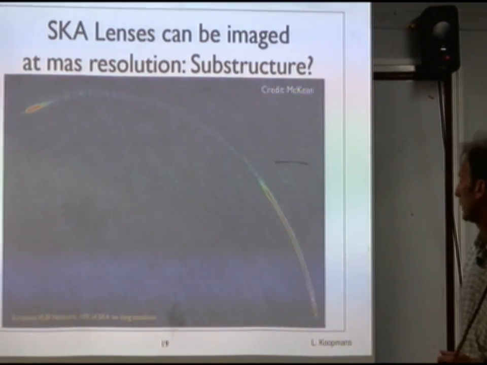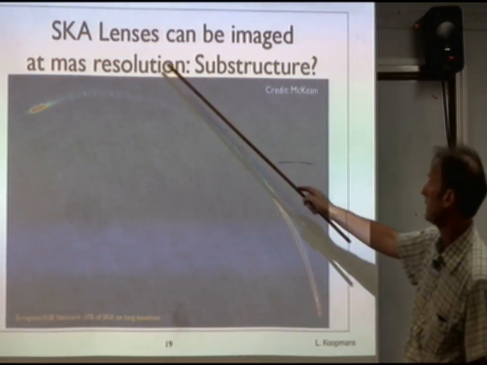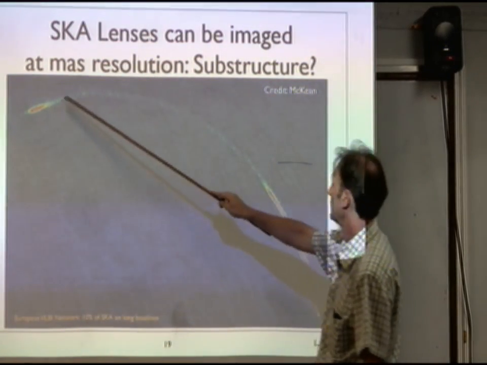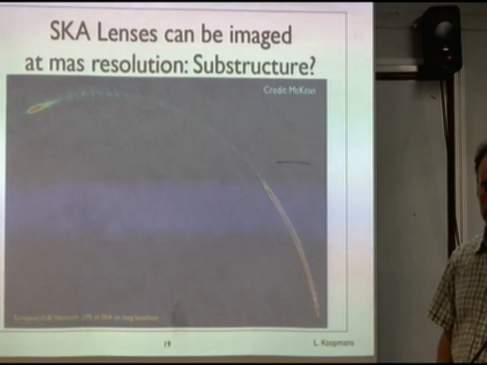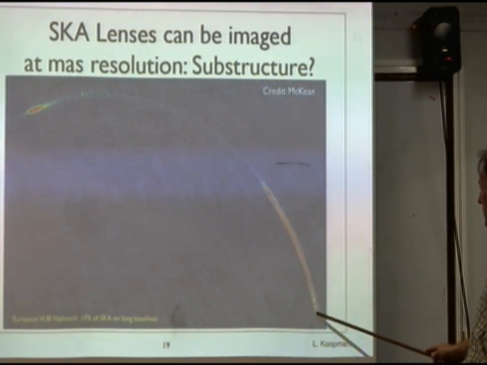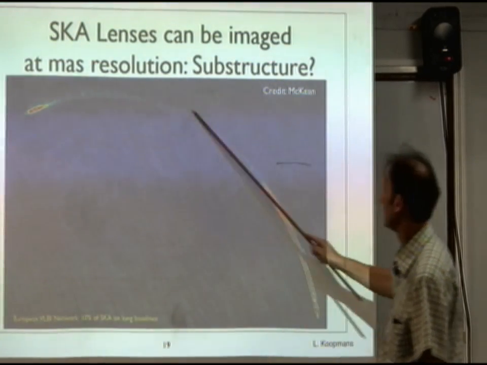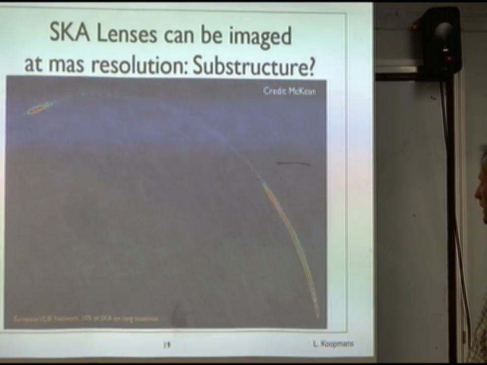And so the best way to do this in the end is going to be with very high resolution radio images. The SKA, when it finally gets built, is going to have a resolution of milliarcseconds or of that sort of order. And so here's a simulation of what one of these lens galaxies might look like.